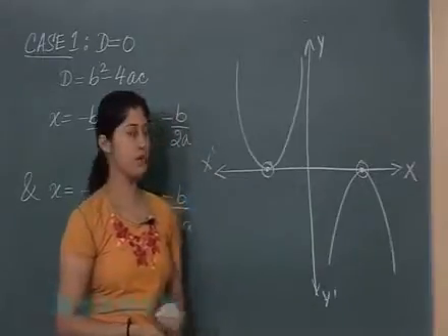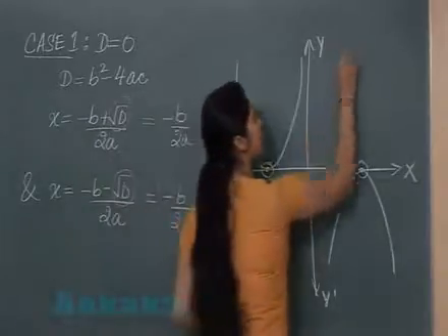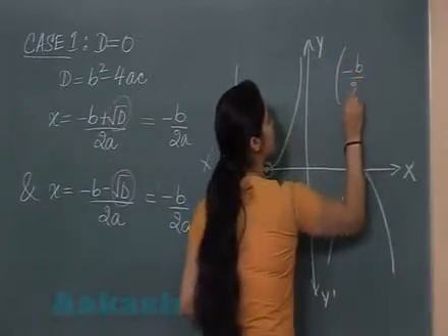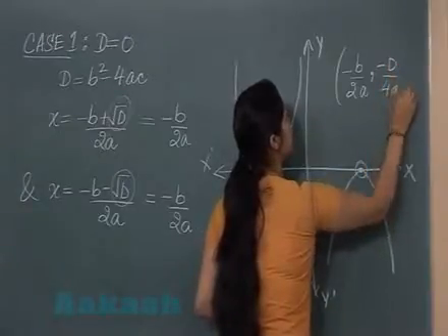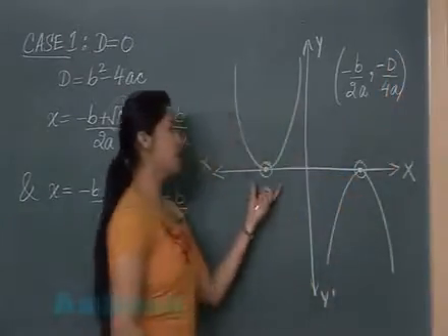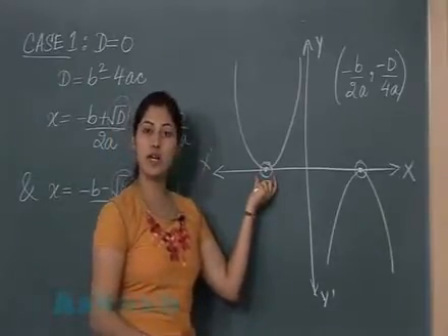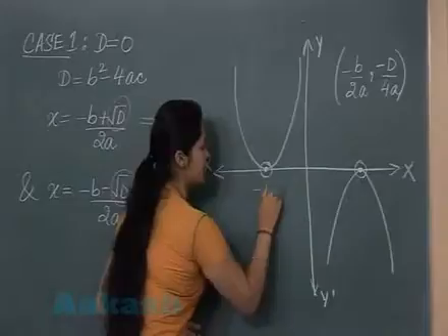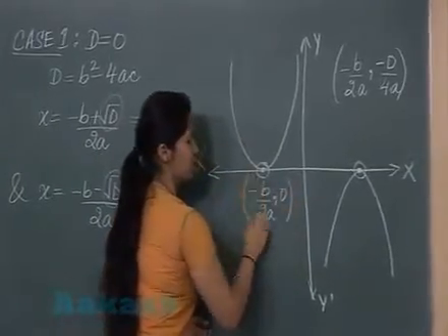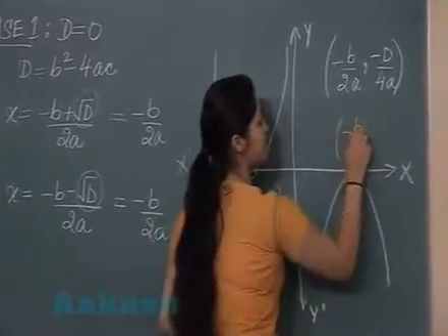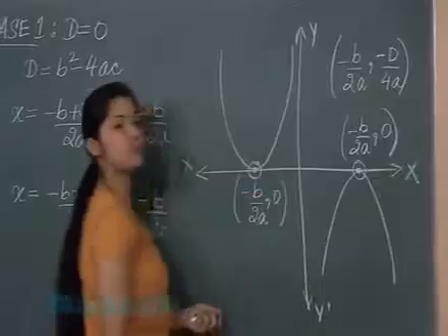Now we know that the vertex of the parabola is given by minus b upon 2a and minus D upon 4a. Now since here the parabola touches the x-axis at only one point, that means this point is minus b by 2a comma 0, and similarly this point will be minus b by 2a comma 0.